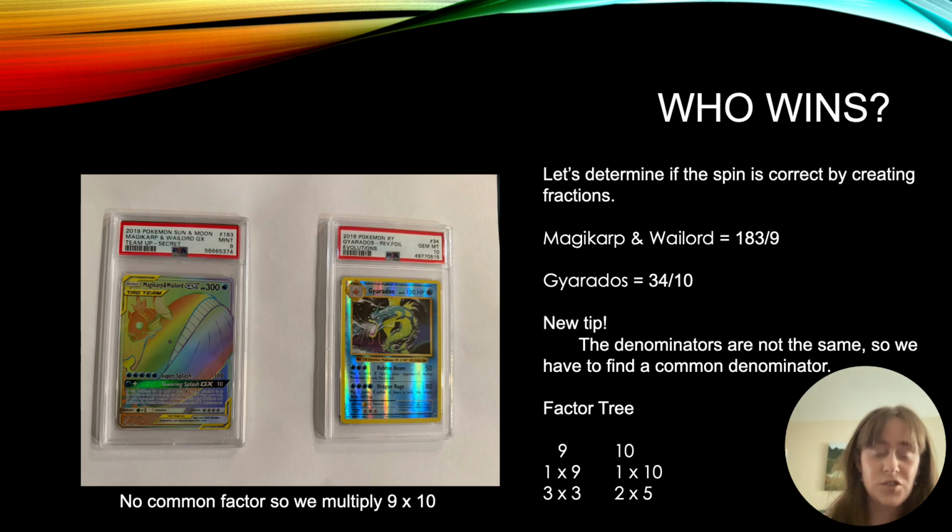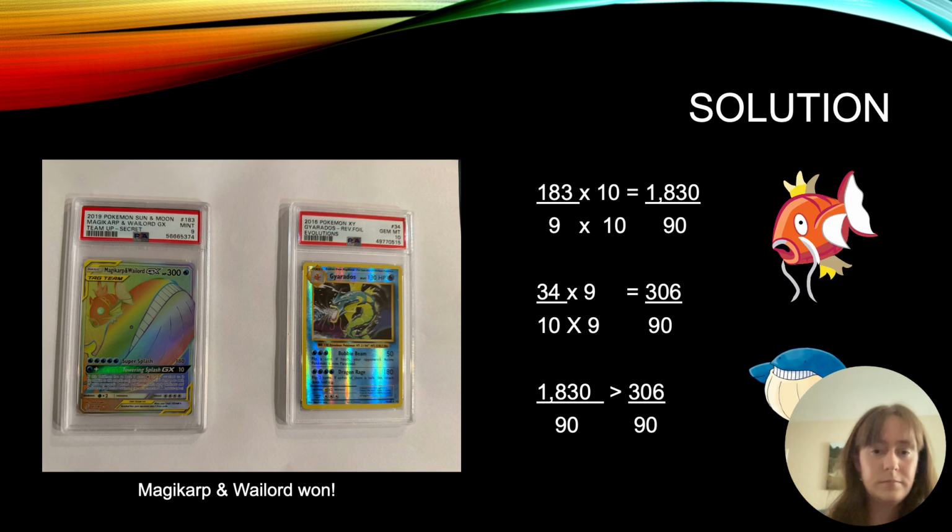So what we're going to do when they don't have something in common like that is if there's no common factor, then we would multiply the 9 by the 10. We would multiply the two numbers on the bottom. So this is a solution on how that would work, okay? 183 times 10 is 1,830. 9 times 10 is 90. Feel free to get a calculator too if you would like. That way you can practice using a calculator. 34 times 9 is 306. 10 times 9 is 90.